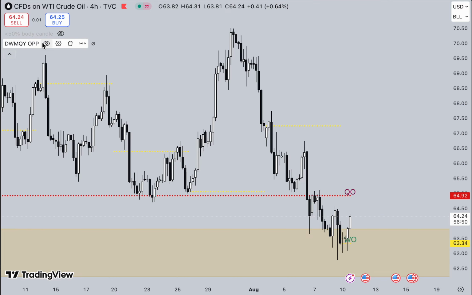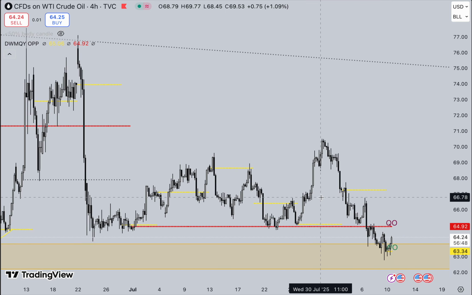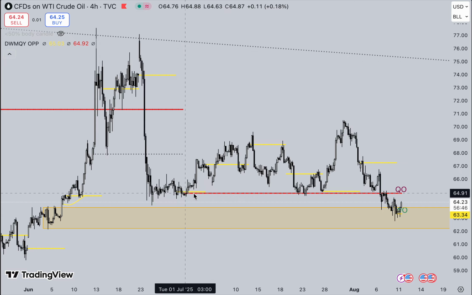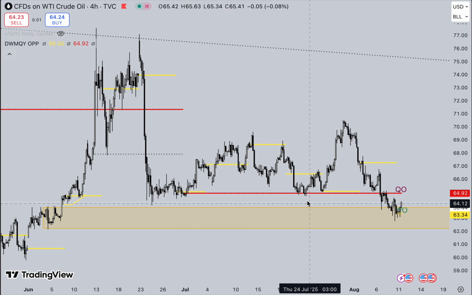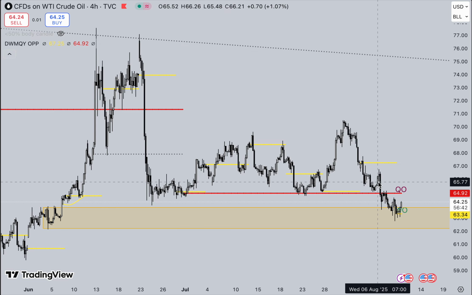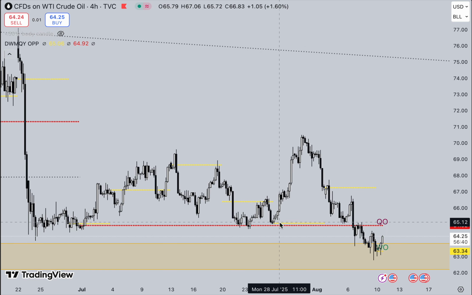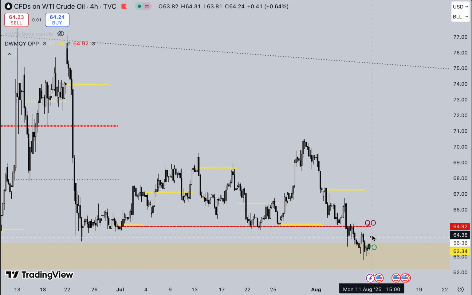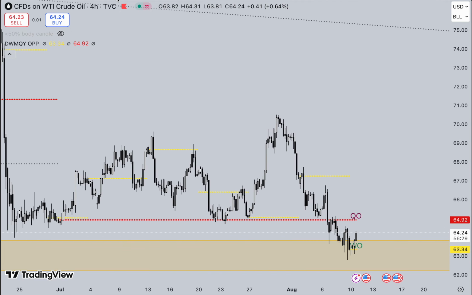Also this was our quarterly open, which acted as support. So now it could also be resistance, so be careful of that level, watch for it. A higher probability will be a break of this level, and then we test it as support, and then we use it to buy.